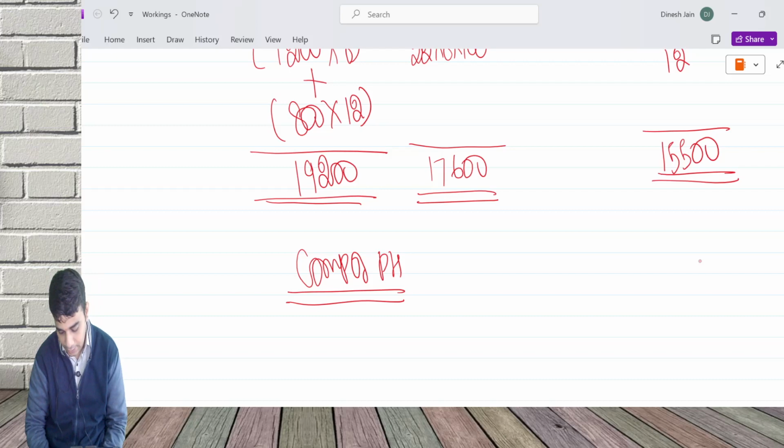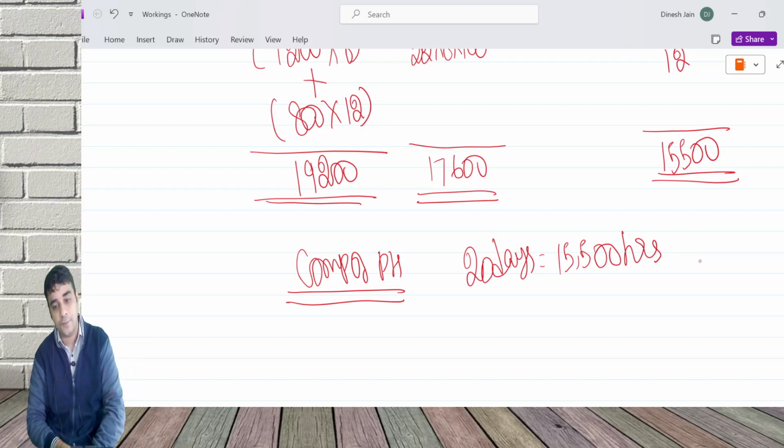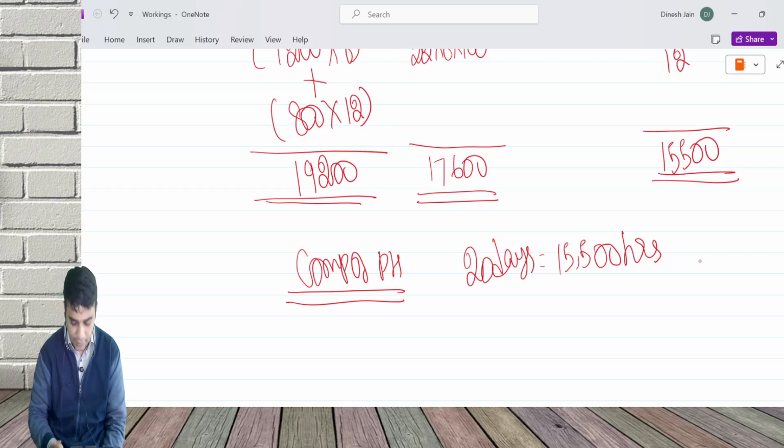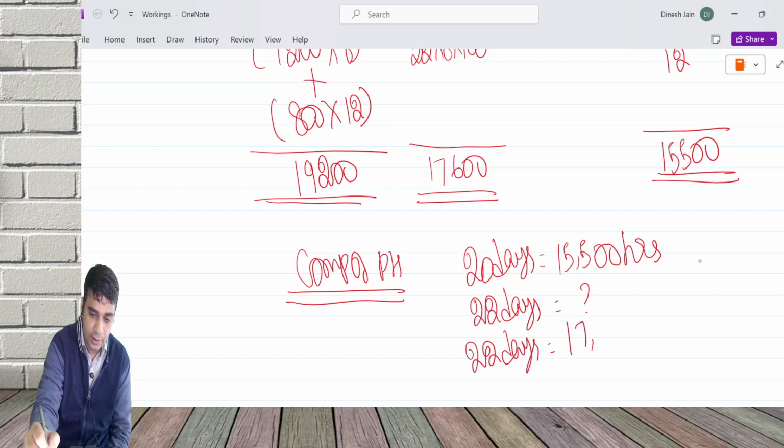Now come down. Computation of possible hours. It is like the PFOH calculation. Earlier you were saying 20 days equal to so many rupees. There's no rupee calculation here. How many days was the plan? How many days we wanted to work? 20 days equal to 15,500 hours. How many days have we worked? 22 days equal to question mark. 17,050 hours.